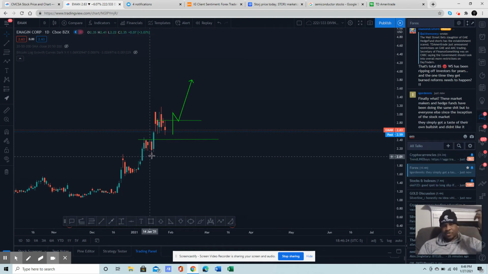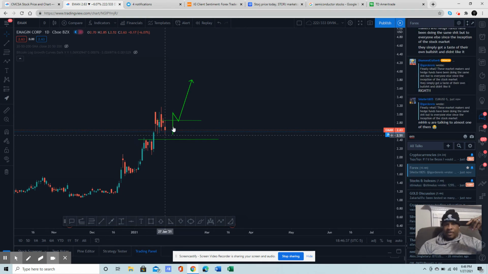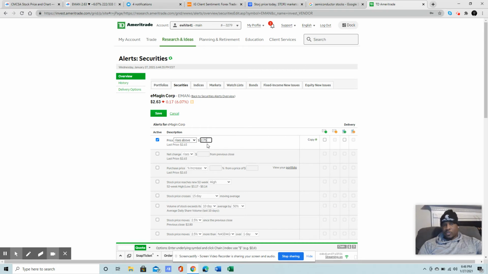Keep it simple, guys, with trading. Same thing here. Price goes above, the trade is executed, and the stop loss is going to go right above the candle that was eliminated. Simple, right? So at 2.75 it's going to alert me. It's getting close, and then I can get ready to take the trade.